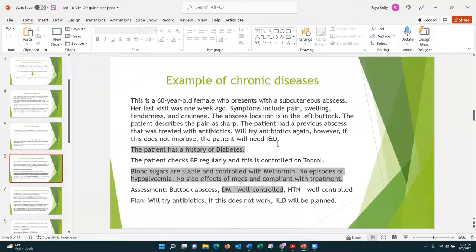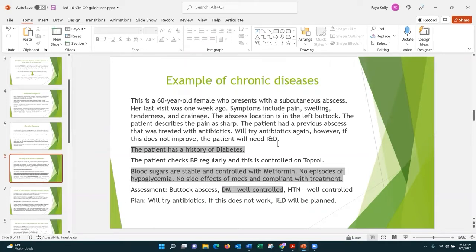I use another example here that I wanted us to look at. This is a 60-year-old female. She presents with a subcutaneous abscess. Her last visit was 1 week ago. Her symptoms include pain, swelling, tenderness, and drainage. The abscess is located in the left buttocks, and the patient's pain is described as sharp. She had a previous abscess that was treated with antibiotics. They will try those antibiotics again. However, if those antibiotics don't improve this abscess, the patient is going to need an I&D.